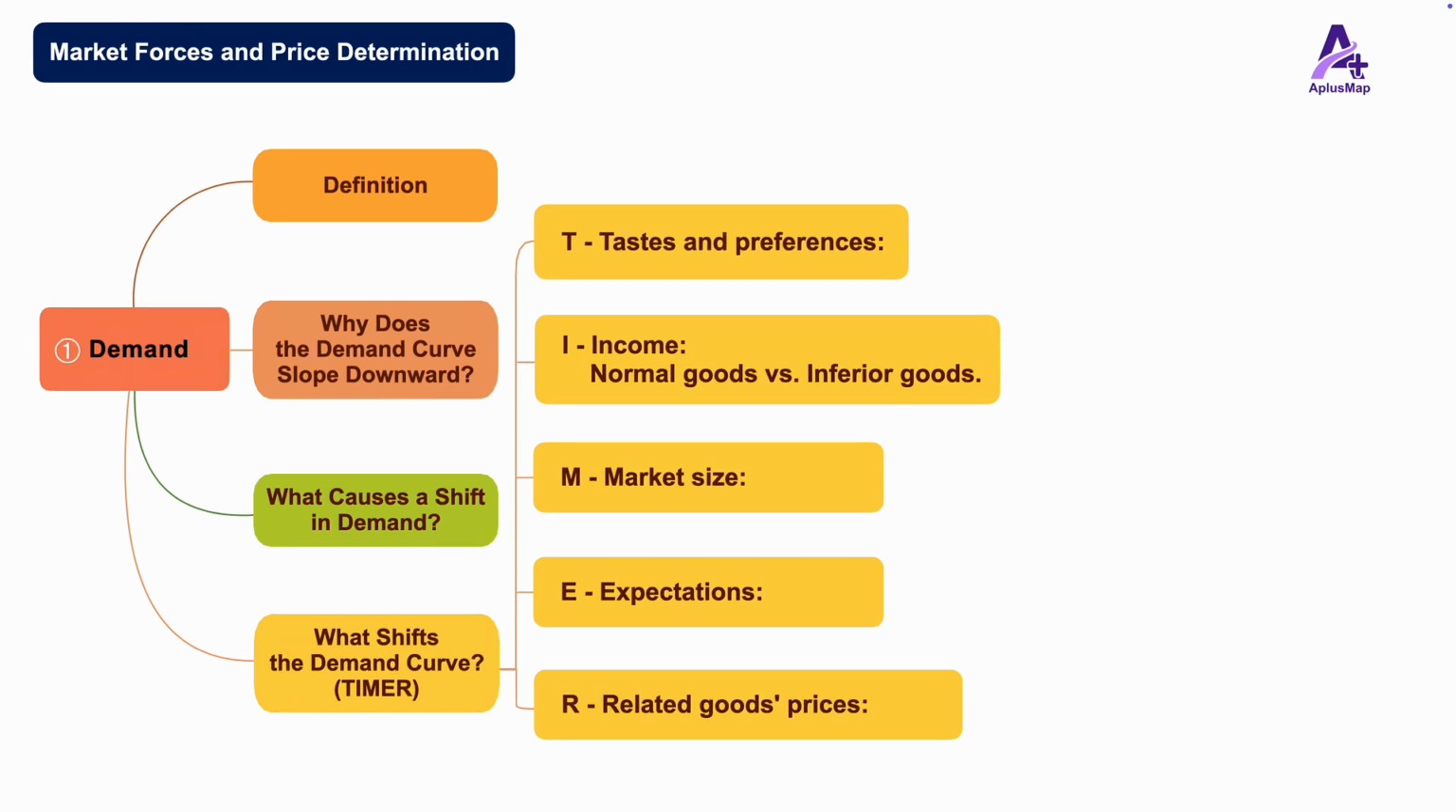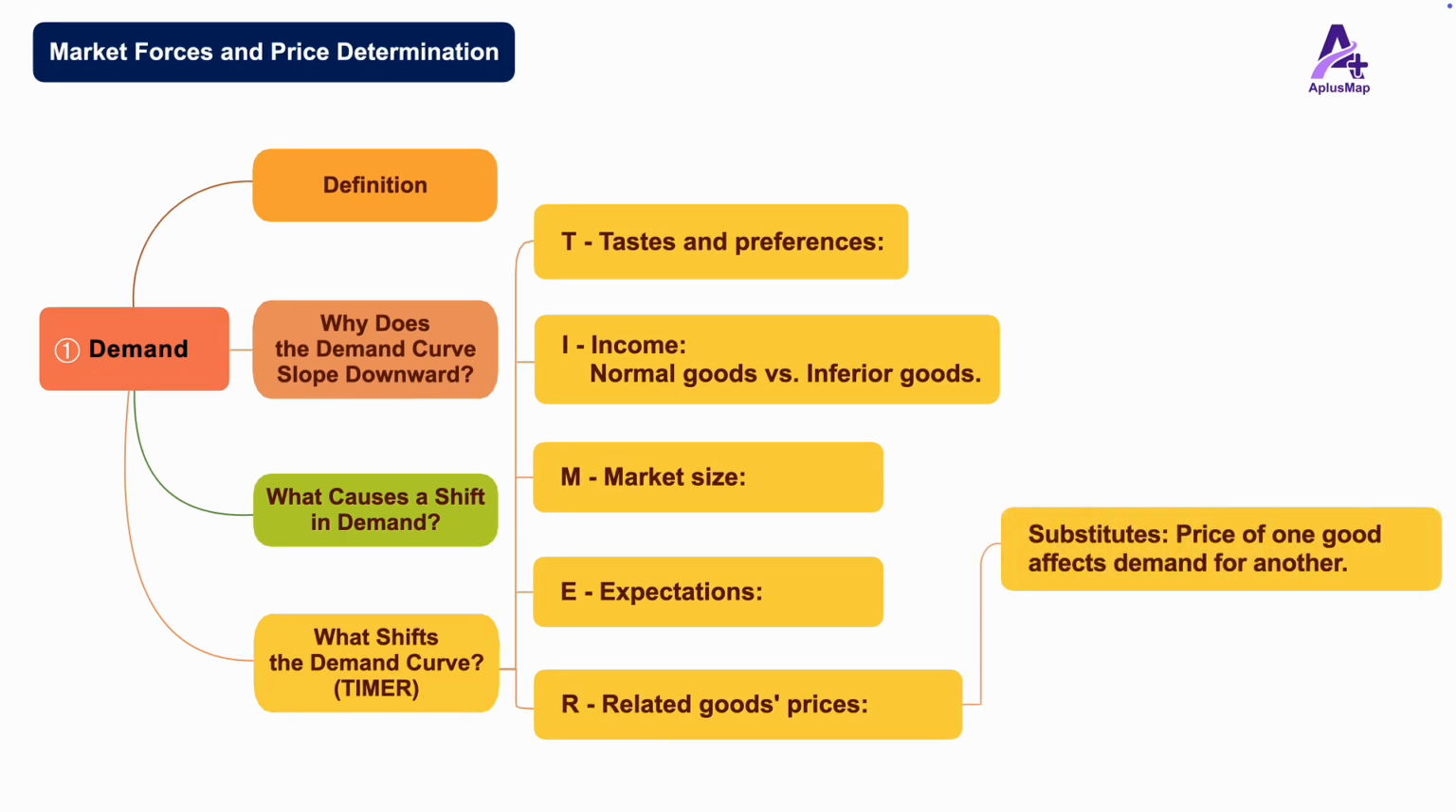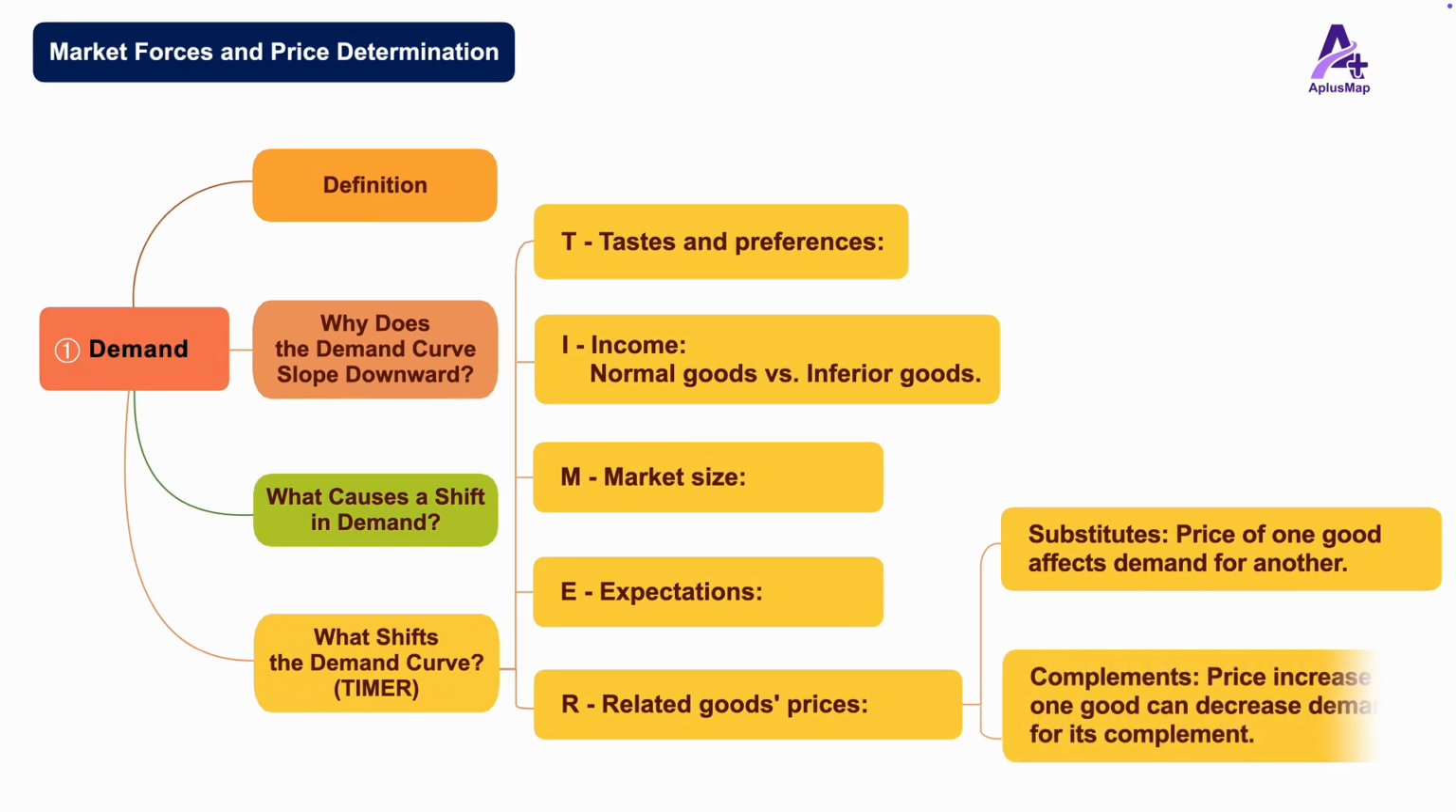Two types here. First, substitutes. Goods you use instead of each other, like Coke and Pepsi. If the price of Coke goes up, demand for Pepsi probably goes up. Shifts right. Perfect. The other type is complements. Goods used together, like printers and ink cartridges.